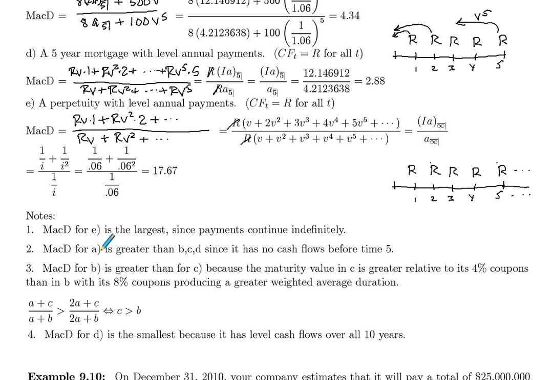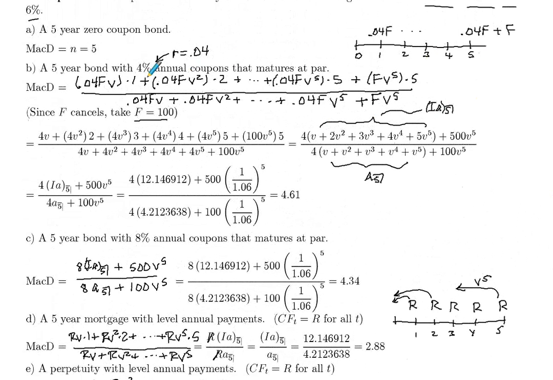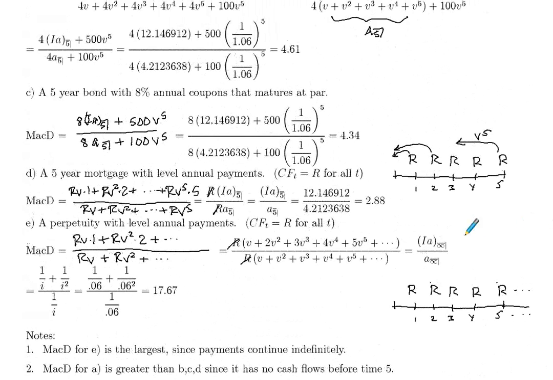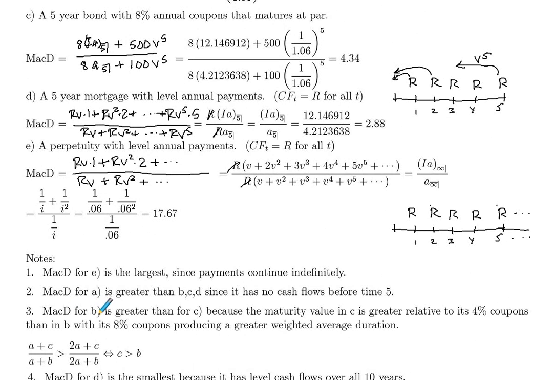Notice that the MACD for A is greater than B, C, and D because it has no cash flows before time 5. Okay, remember that was the zero coupon? So all your payments for this one happened at time 5. For everything else, we had some payments before time 5 for B, C, and D. So it would make sense that this duration is 5 and these durations were less than 5. So general observation there.